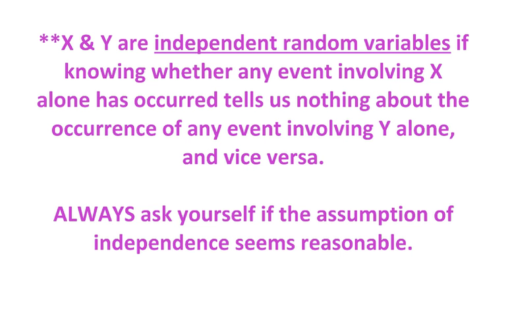Now let's take a look at some other things. When we're looking at independent random variables, we had a definition of independence in the last chapter that had to do with knowing the occurrence of one event not changing the probability of the occurrence of the other event. And we're using that here. So if knowing whether any event involving x alone has occurred tells us nothing at all about the occurrence of any event y or vice versa, then x and y are independent random variables. Always ask yourself if the assumption of independence is reasonable. We will do this over and over again for the rest of the semester, so please get used to that.